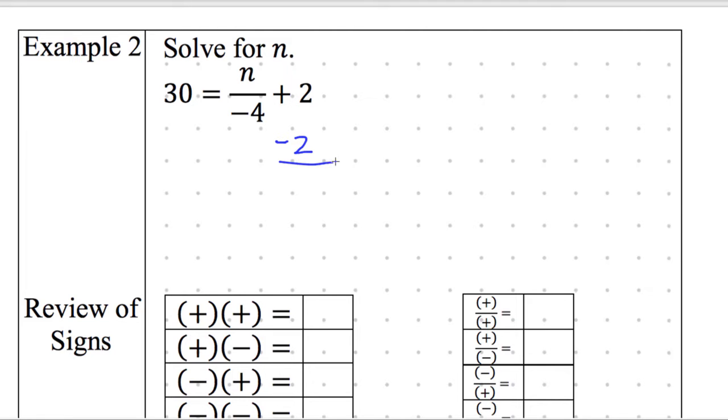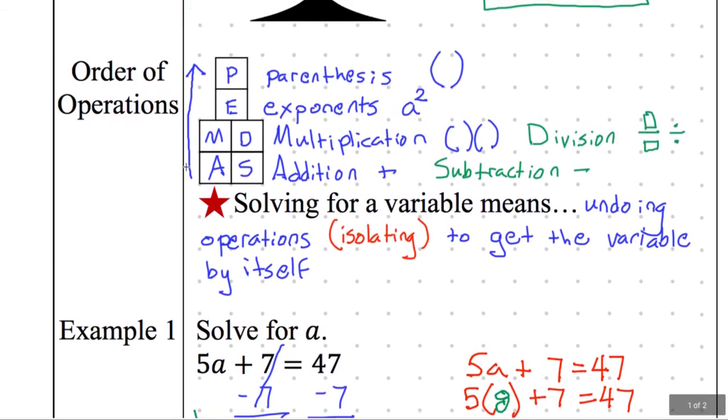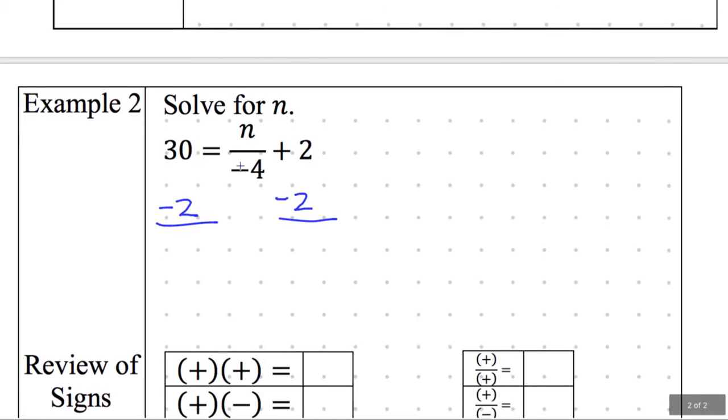-2. Why did you say -2 on both sides? What about PEMDAS are you using? The lowest level? Yeah, subtraction is the lowest level. Perfect. So -2 on both sides, and 30 minus 2 is 28. Copy down that equal sign exactly underneath the other equal sign. That +2 and -2 cancel each other out. I'm only left with n divided by -4. N divided by -4.